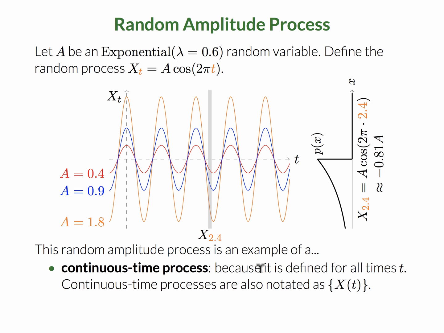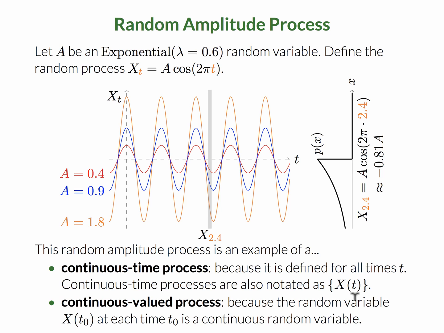First, it is defined for all times t, not just at integer times. So, it is a continuous time process, which, following the tradition for a continuous time signal, we can also notate as x of t with parentheses. Furthermore, at each time t0, x of t0 is a continuous random variable with a PDF. So this process is also continuous valued.